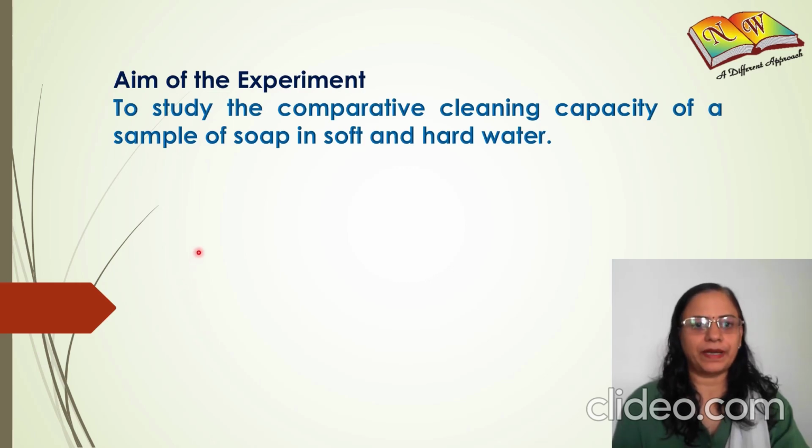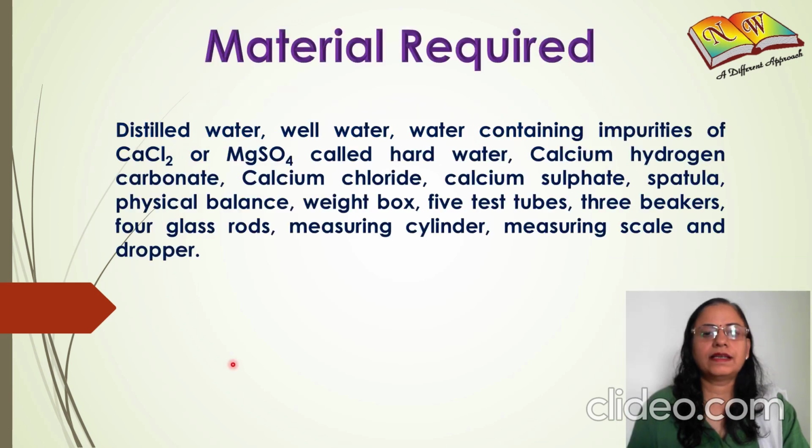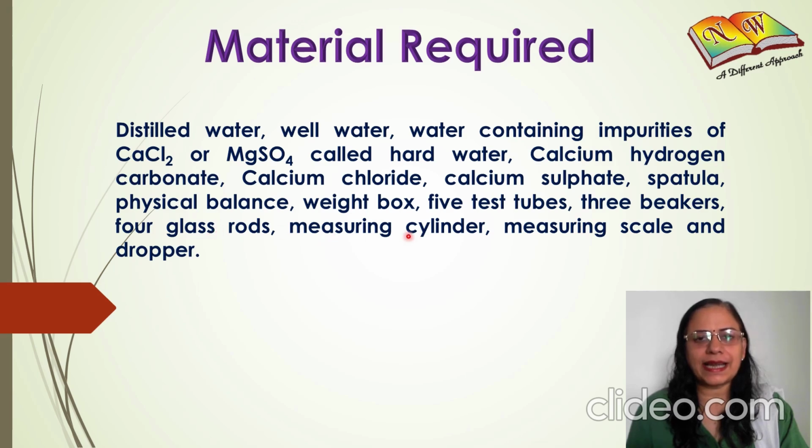The aim of this experiment is to study the comparative cleaning capacity of a sample of soap in soft and hard water. The material required is distilled water, well water, water containing impurities of calcium chloride or magnesium sulfate, which is also known as hard water, calcium hydrogen carbonate, calcium chloride, calcium sulfate, a spatula, physical balance and a weight box, 5 test tubes, 3 beakers, 4 glass rods, a measuring cylinder, a measuring scale, and a dropper.